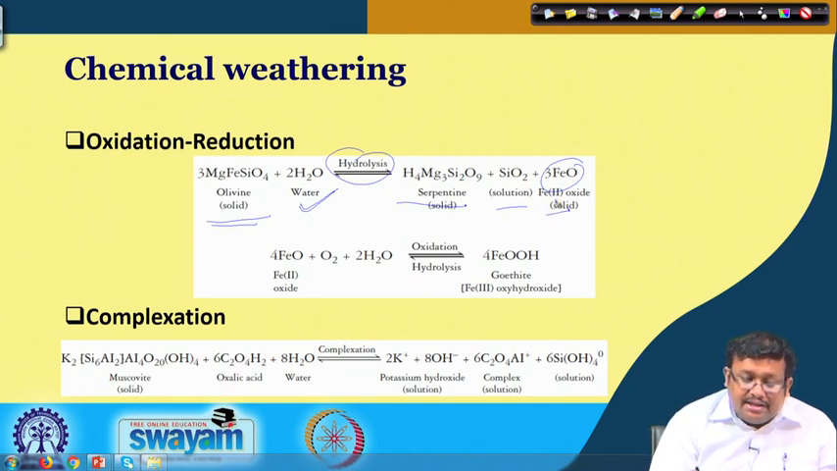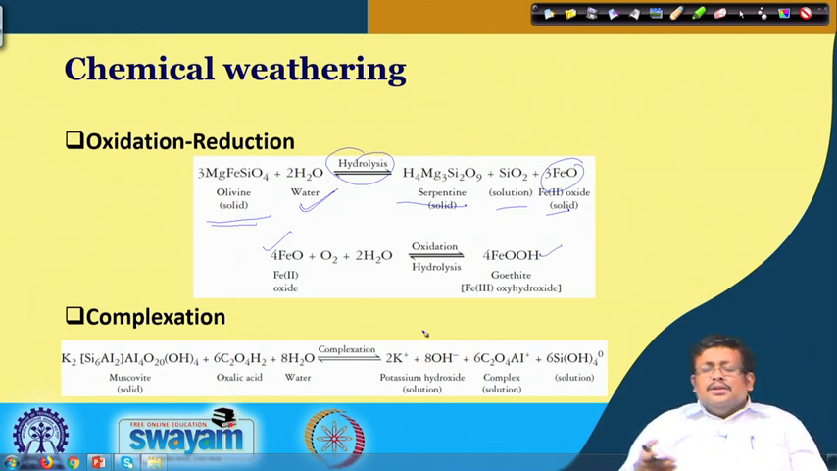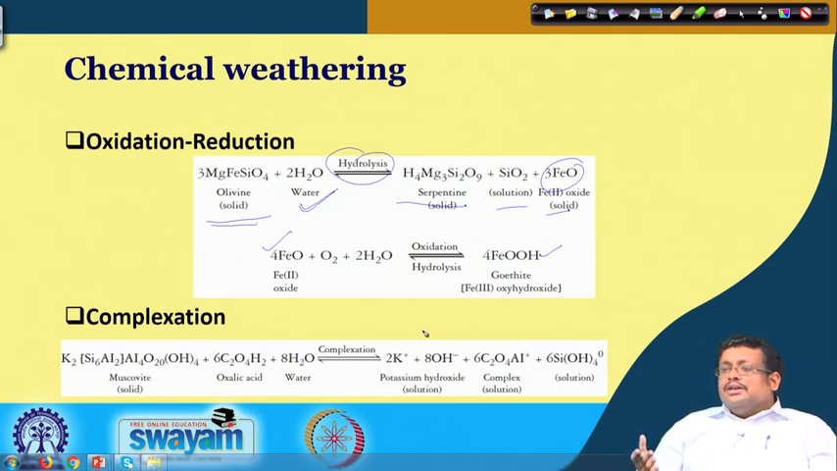And subsequently, these ferrous oxides react with oxygen, or in other words, are oxidized to form goethite, which is another important iron bearing mineral. So, this is an example of oxidation or redox reaction, and this type of reaction very frequently occurs in the soil due to chemical weathering.